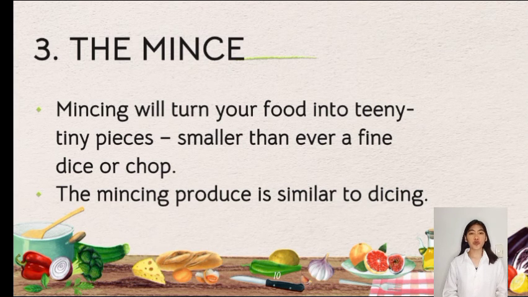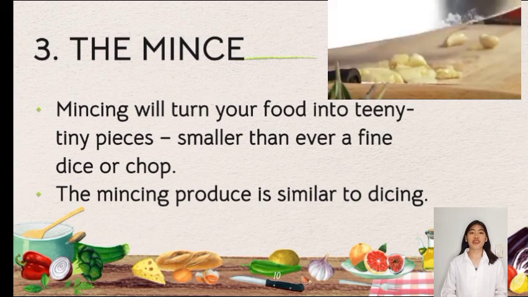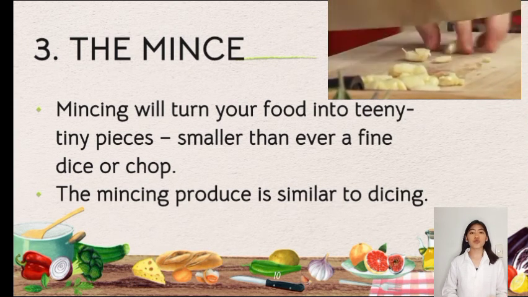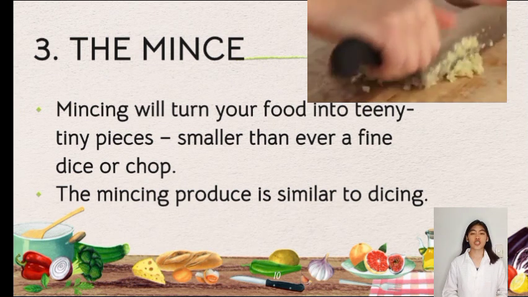Mincing will turn your food into teeny tiny pieces, smaller than even a fine dice or chop. Your food, veggies or meat, will have an almost paste-like texture. Mincing ingredients like fresh herbs, garlic, or ginger helps release their flavors through the oils or liquids in them, and then those flavors distribute evenly in your dish.